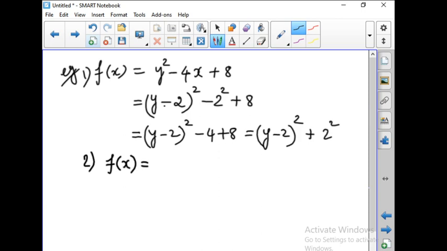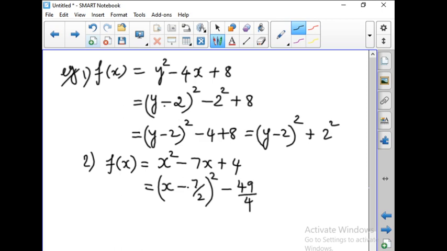Another example I am giving, this is example 1 and example 2 I am going to give now. f of x is equal to x square minus 7x plus 4, suppose there is a sum like this. Now you can tell yourself: x square means x, minus means minus, 7 divided by 2, that is 7 by 2 whole square. Now what to do? We have to subtract this 7 by 2 square. So the square of 7 is 49, the square of 2 is 4. So subtracting, plus 4, 16 minus 49. What is 49 minus 16? It is 33 by 4.